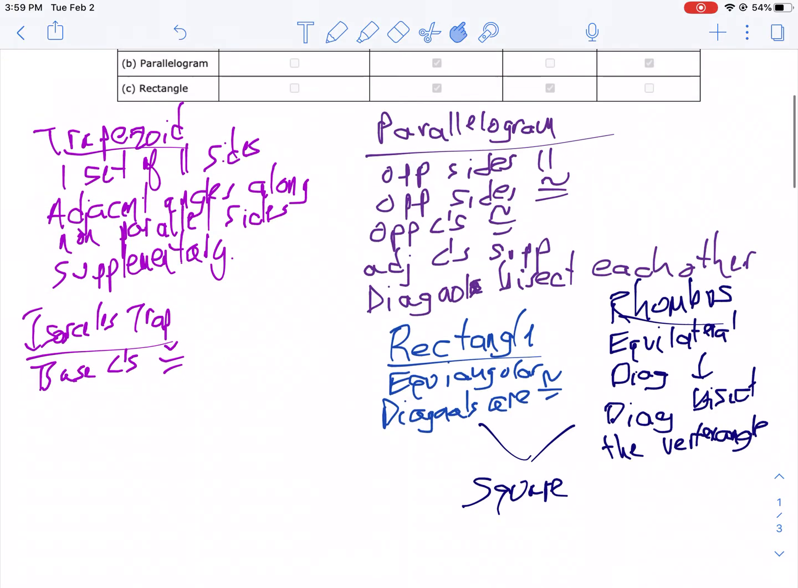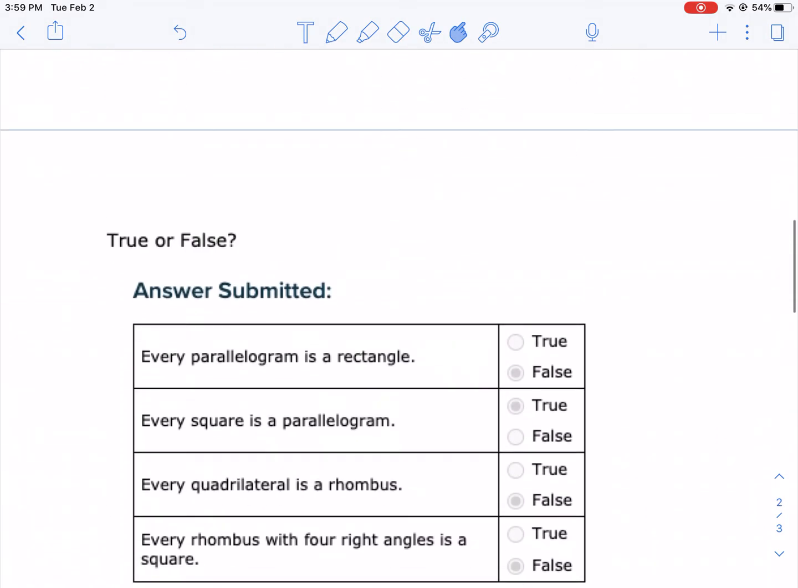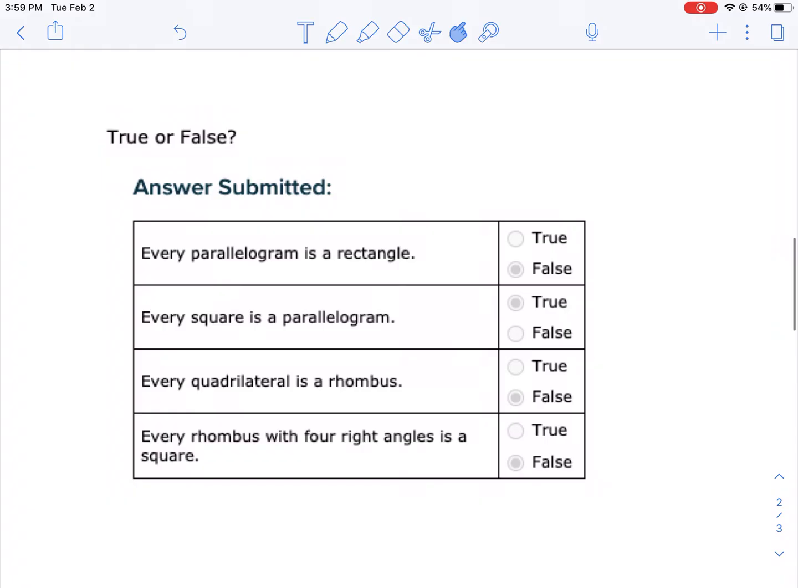So on this problem, the only issue I noticed right here is under parallelogram, all sides are not congruent. That's the only mistake I see. Now if we take a look at another problem that's kind of based on this, is every parallelogram a rectangle? Yes, it is. I said that backwards. Your answer is correct. Okay. So every parallelogram is not a rectangle.